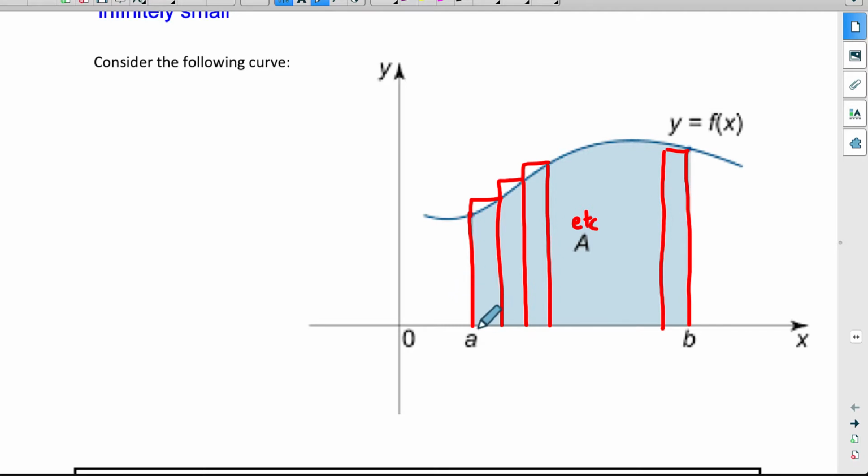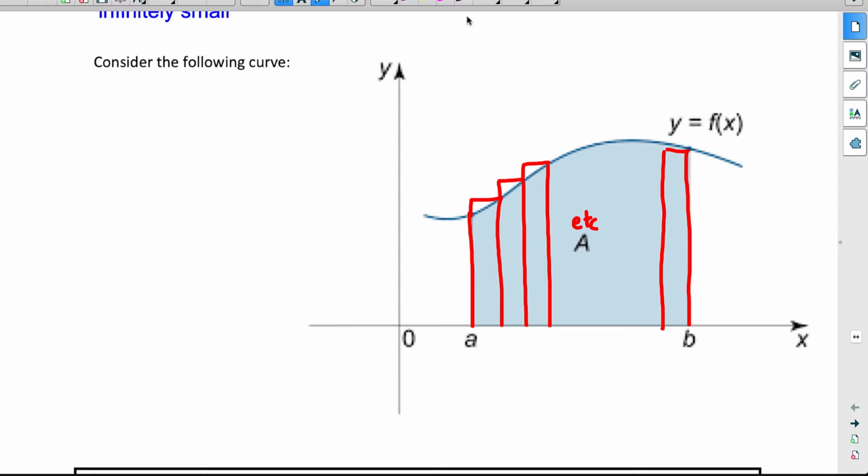Okay, you can see the starting point is A and the finishing point is B, and we want to know what's the area between A and B. One way we could do it is get the area of all the rectangles, including the ones I haven't drawn, and we could add them all up. We're naming our function y equals f of x. That's the blue function, right? We're getting the area underneath from A to B.